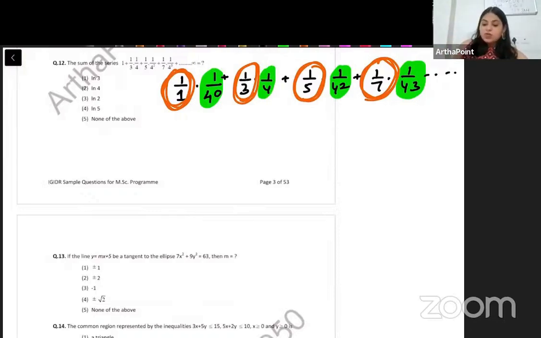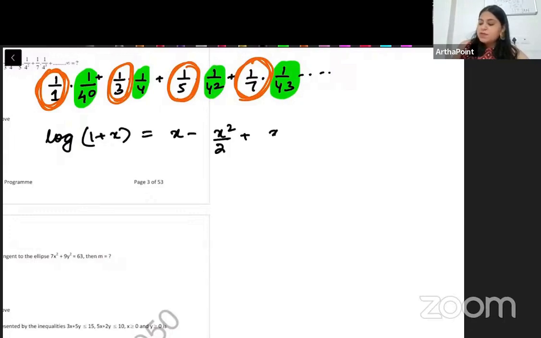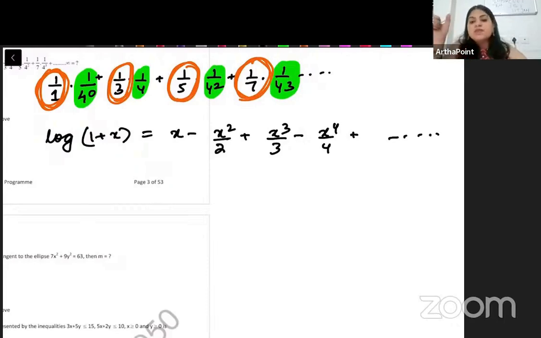Let's solve this. What you can do in this case, beta, is you can use the concept of log here. We know log 1 plus x. How do you expand log 1 plus x? X minus x square by 2 plus x cube by 3 minus x to the power 4 by 4 plus something. This is the log 1 plus x expansion.